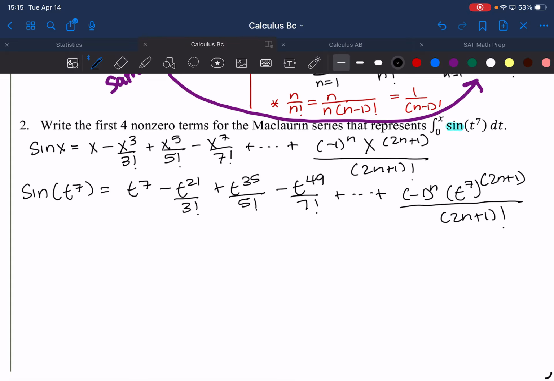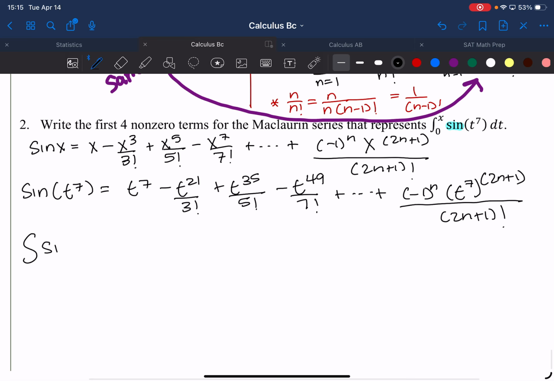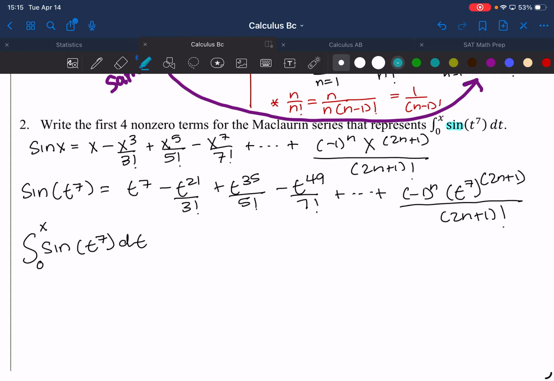Okay, well, it wants me to do the integration of this. So if I integrate sine of t to the 7th power from 0 to x, that's the same as just integrating each individual term. But since in the problem it only wants the first 4, that means I only have to integrate the first 4. Okay, so I'm only going to integrate the first 4.